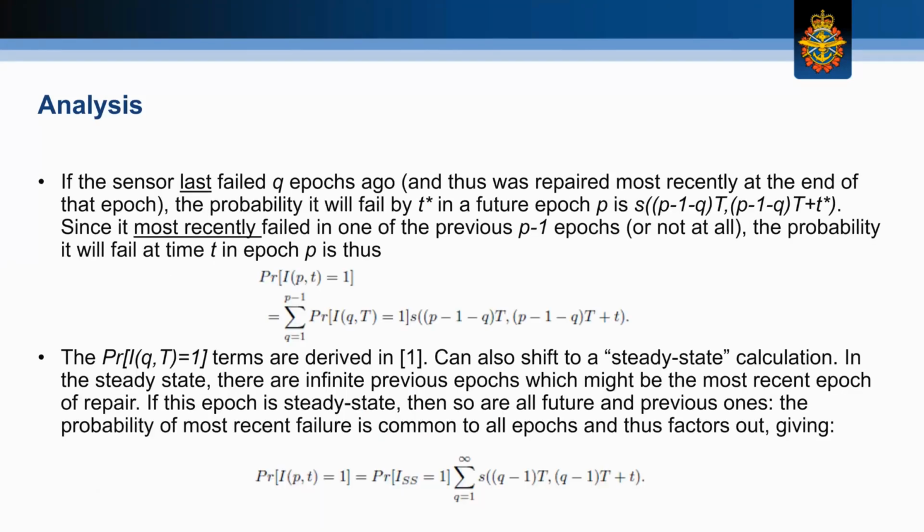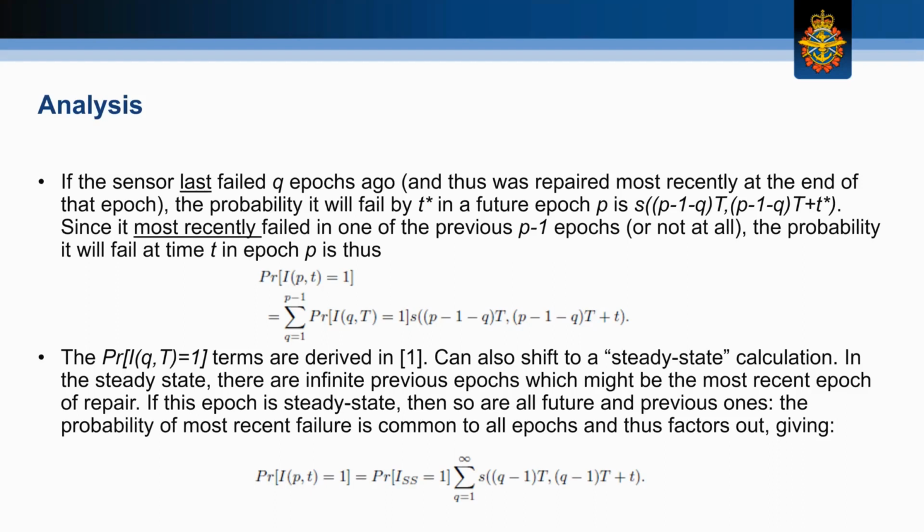So the first expression: if the sensor last failed Q epochs ago, and therefore was most recently repaired at the end of that epoch, the probability that it will fail by T star in some future epoch is given by this S term, which is just, again, the integral of F over the appropriate times. And it failed most recently in either the previous epoch, 2 epochs ago, 3 epochs ago, and so on. So it's a bunch of mutually exclusive events. So we're summing over them the product of those terms, to get the expression for the intra-epochal probability of failure at time T in epoch P.